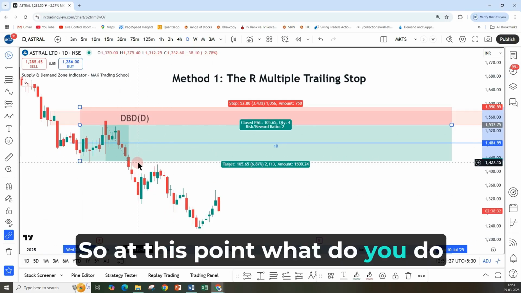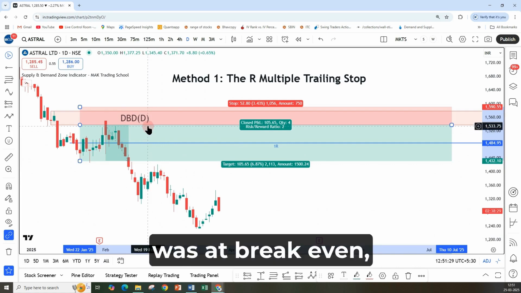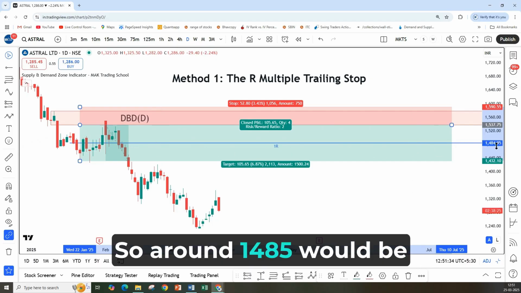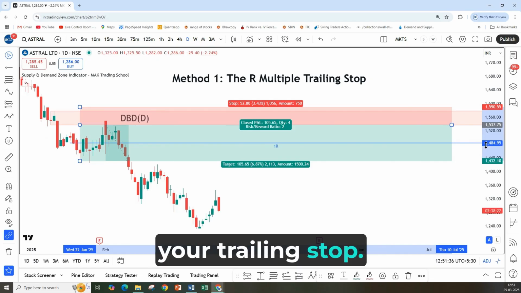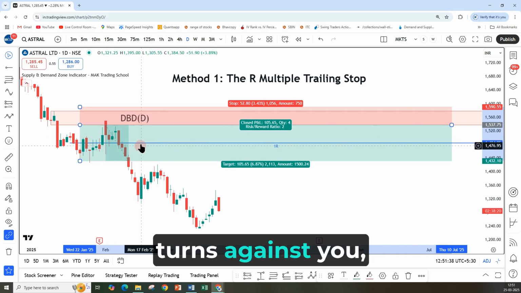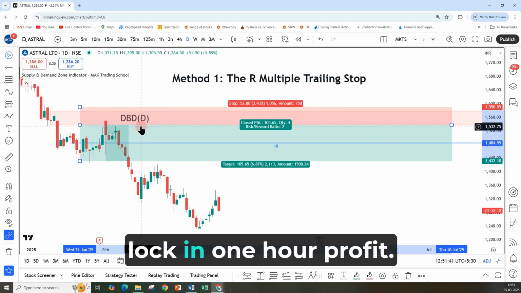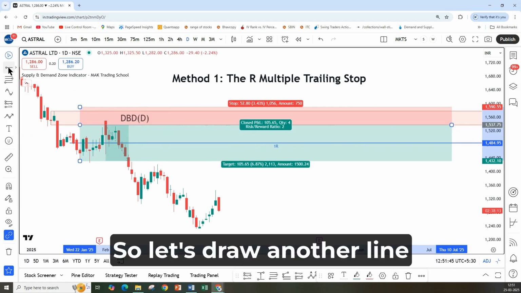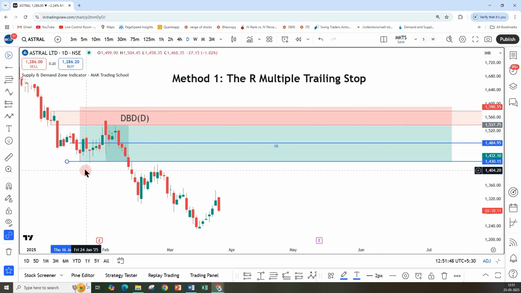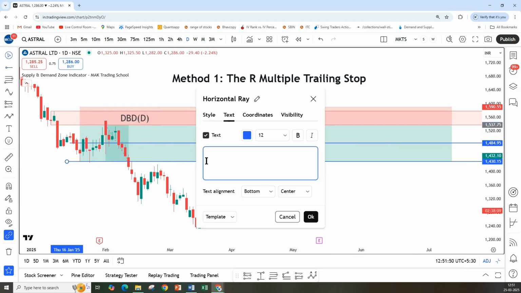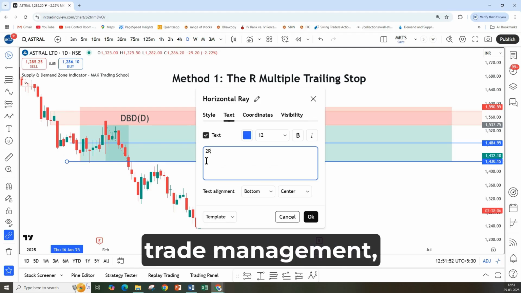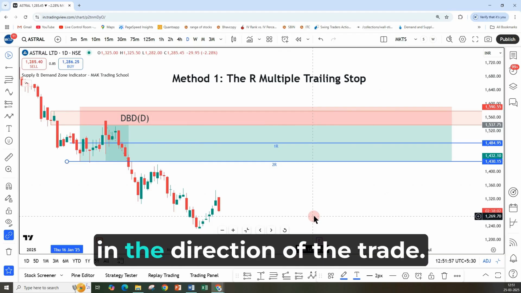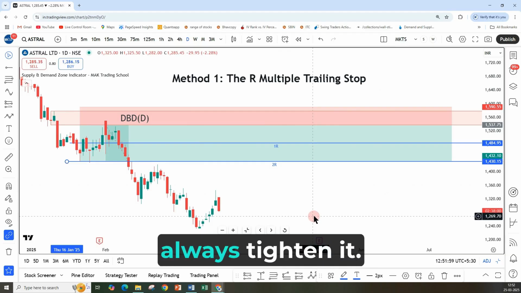So at this point, what do you do? From your stop loss which was at break even, get it to the 1R level. So around 1485 would be your trailing stop. Now if this trade turns against you, you are at least going to lock in 1R profit. Let's draw another line, which is the 2R line. Friends, one thing in trade management, trailing stop loss: the stop loss has to move only in the direction of the trade. Never loosen it, always tighten it.